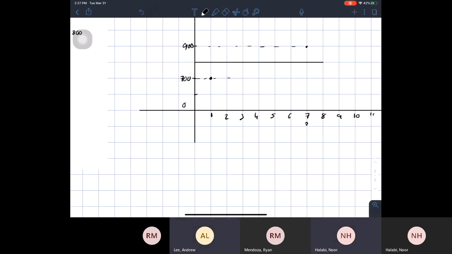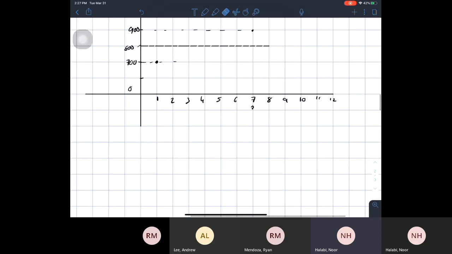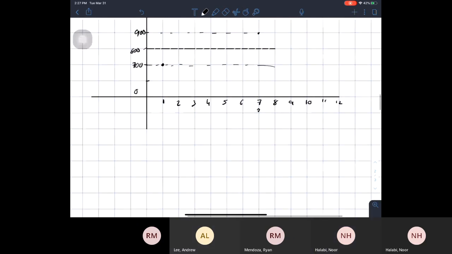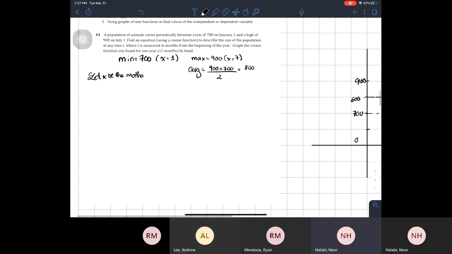So this is our 800 line right here, and this is gonna give us our parameters. So we know that the graph is gonna oscillate between these 2 points. Okay, so we have the average, we have the minimum, we have the maximum. It's a cosine function, okay.